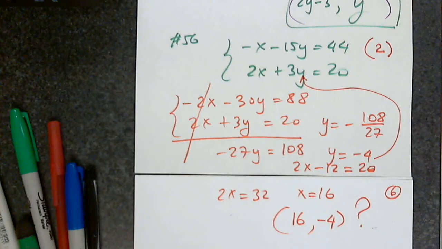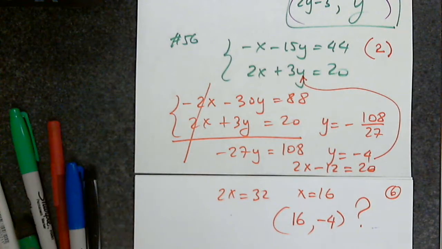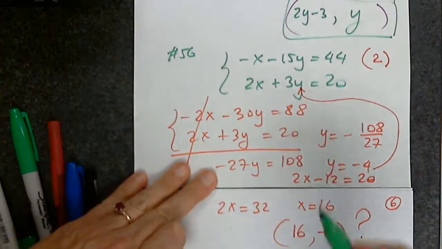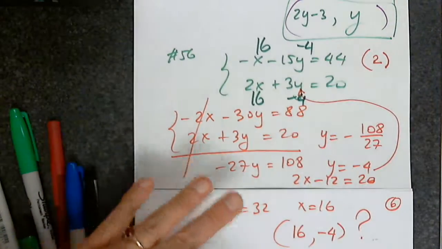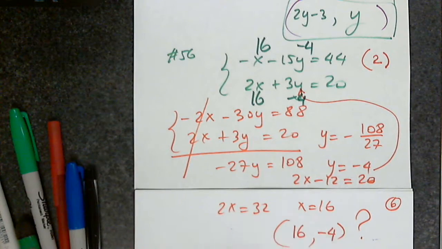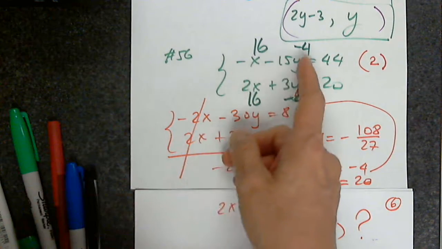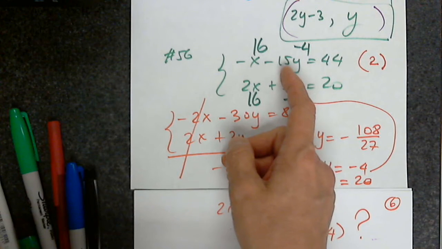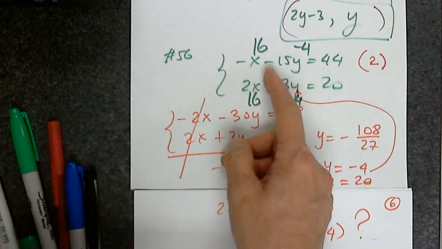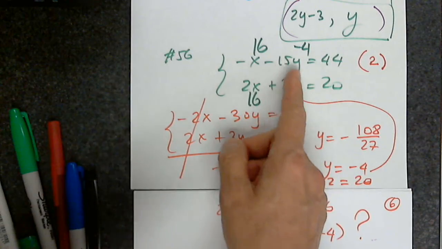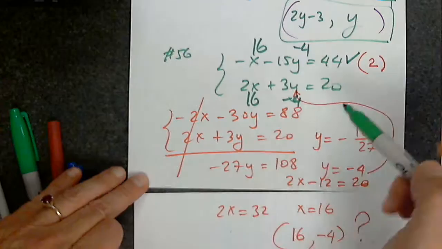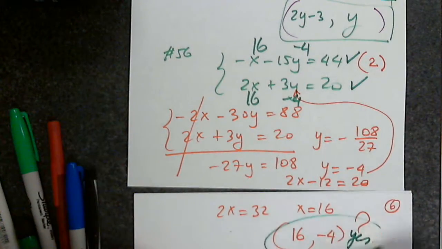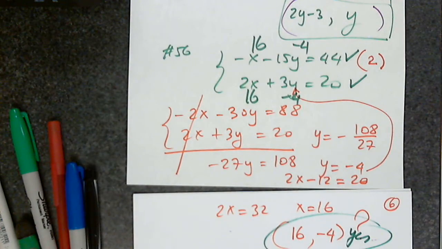I have no idea whether it's true or false, but I will check it out. So 16 and negative 4. Both equations have to work, otherwise this means nothing. So negative 16 and plus 60, right? Negative 16 plus 60 is 44. And then 32 minus 12 is indeed 20. And this is a yes. The system is consistent and the equations are independent.